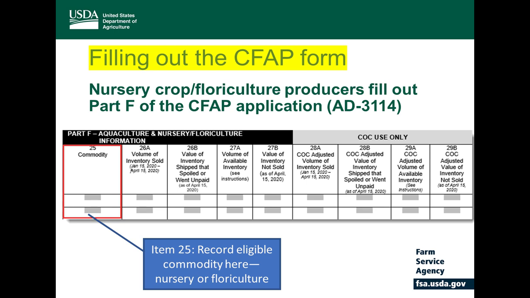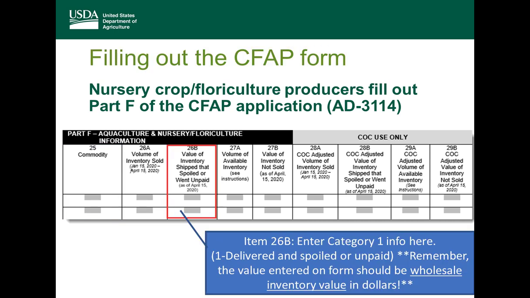So, just going back through to reiterate what we just discussed, item 25 is going to be either nursery or floriculture. Item 26B, as we talked about, is that Category 1 that was delivered and spoiled or went unpaid. And keep in mind, remember that the value entered on the form is the wholesale inventory value in dollars.